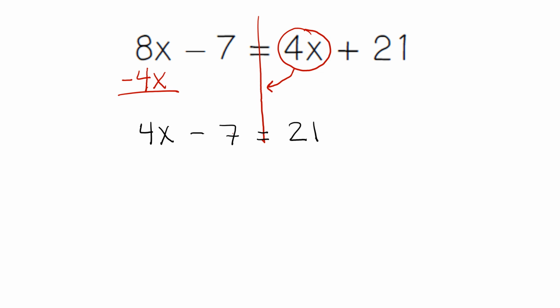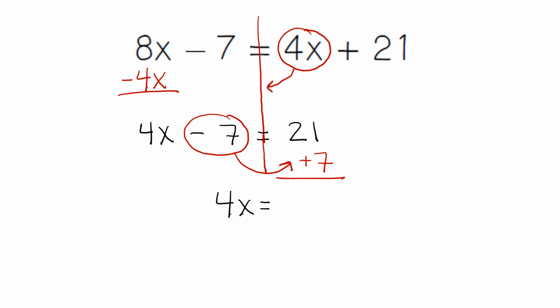Then we can move on to step 4. We're going to combine the numbers, the whole numbers, on the right-hand side. Meaning we're going to take the minus 7 and we're going to do the opposite. We're going to do a plus 7. The 4x stays the same. We didn't use that. 21 plus 7 gives us 28.